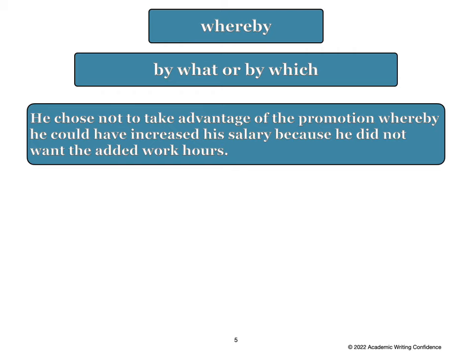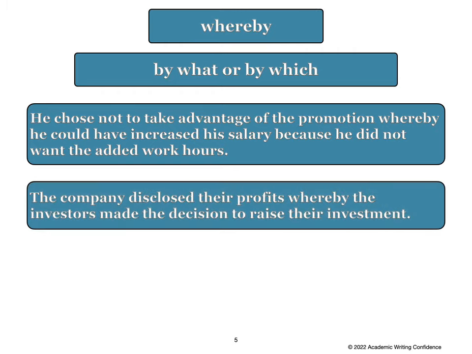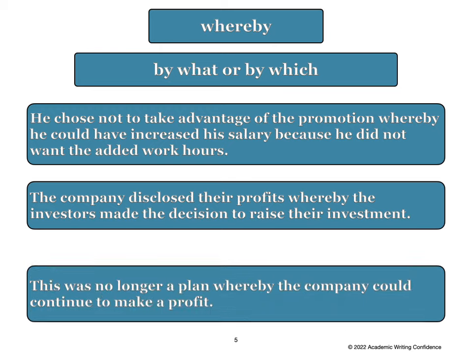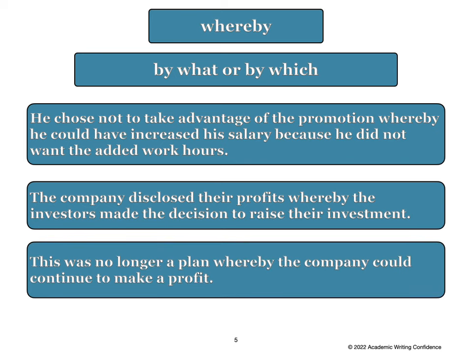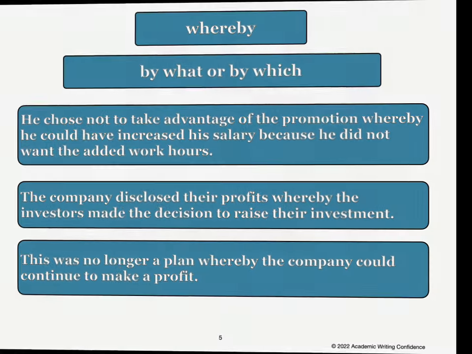Here's another example. The company disclosed their profits whereby the investors made the decision to raise their investment. And here's one more example. This was no longer a plan whereby the company could continue to make a profit. You could easily write this sentence, this was no longer a plan by which the company could continue to make a profit.